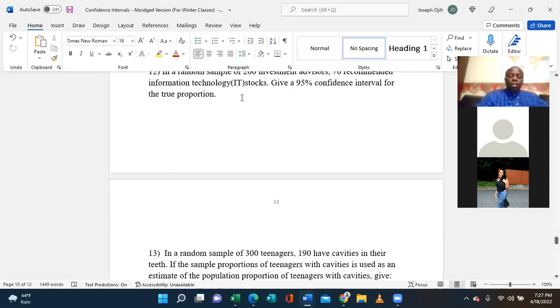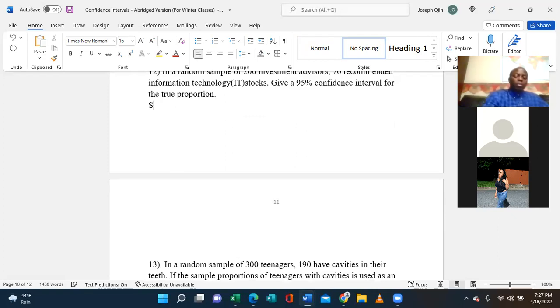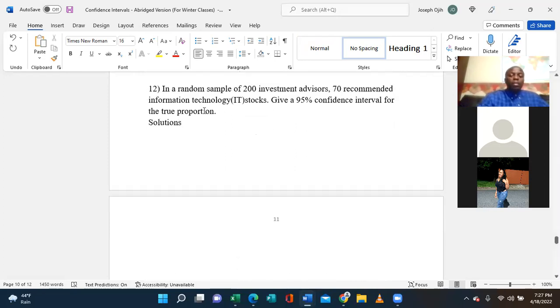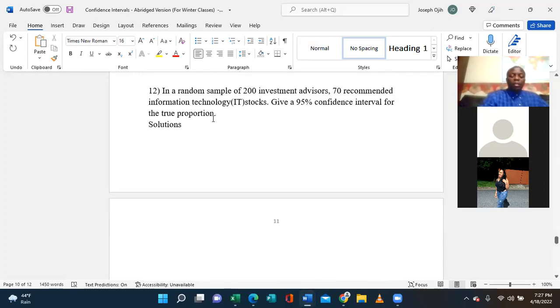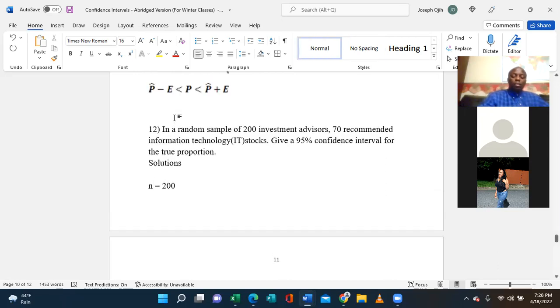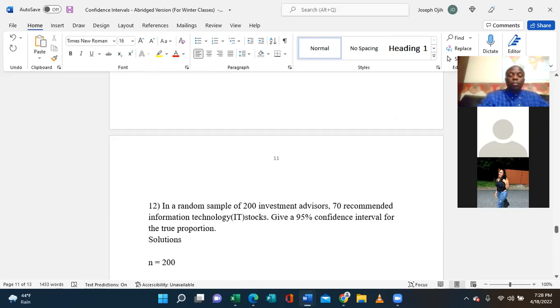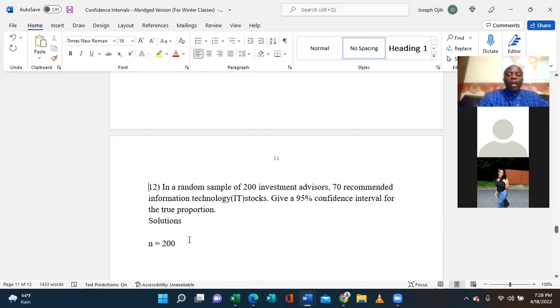So for this, we have our solution as follows. First, our sample size is n equals 200 investment advisors. Remember, this is small n because it's a sample. Out of which 70 recommended IT stocks, so x is 70.